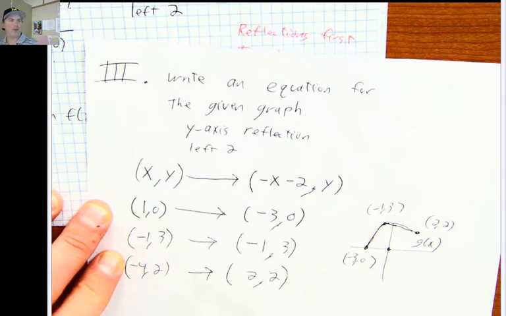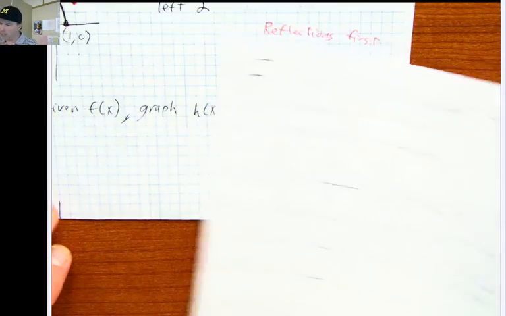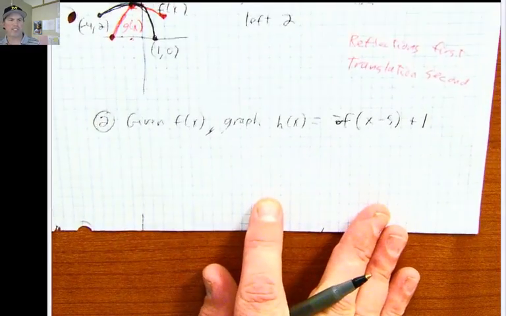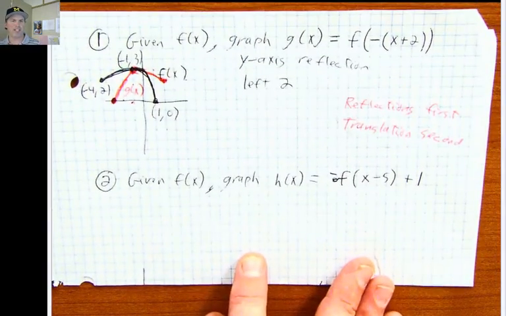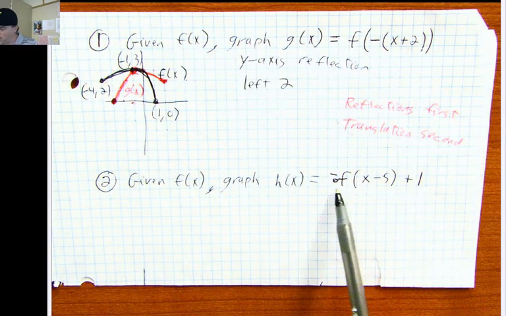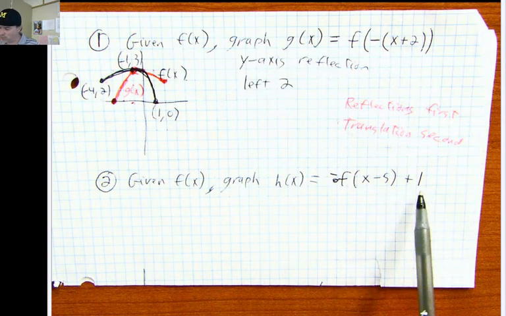Okay, I want to do 2 of these examples. So I spent a lot of time on this one, but it's a good problem. Check out number 2, similar problem. It's going to be slightly different transformations though. But given this f of x graph, h of x equals negative f of x minus 5 plus 1.